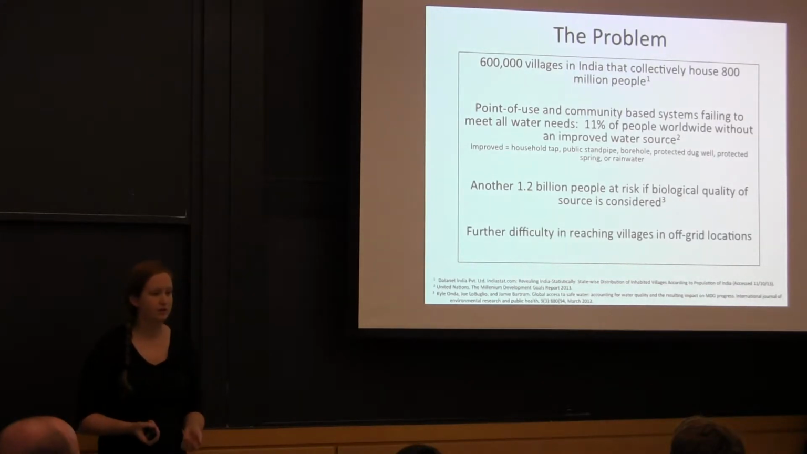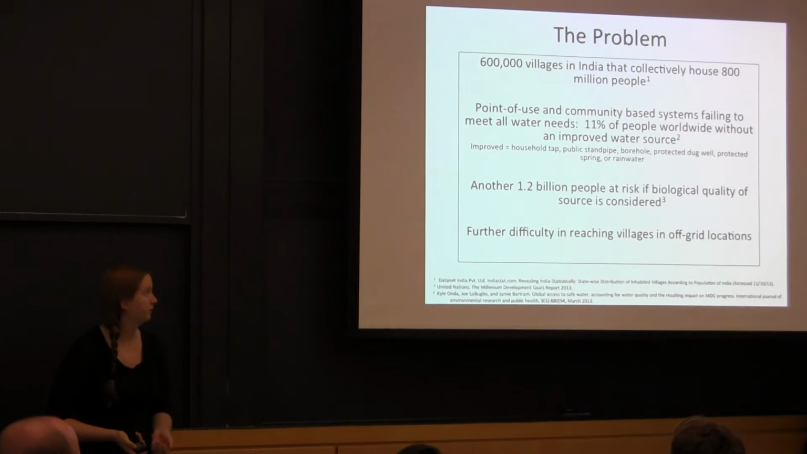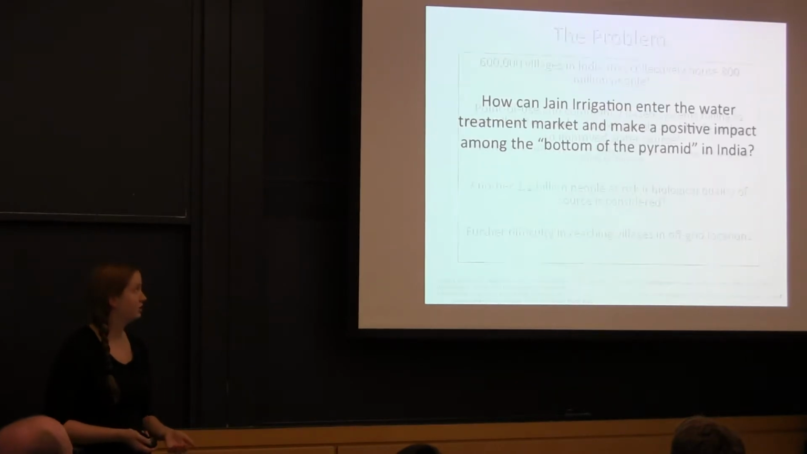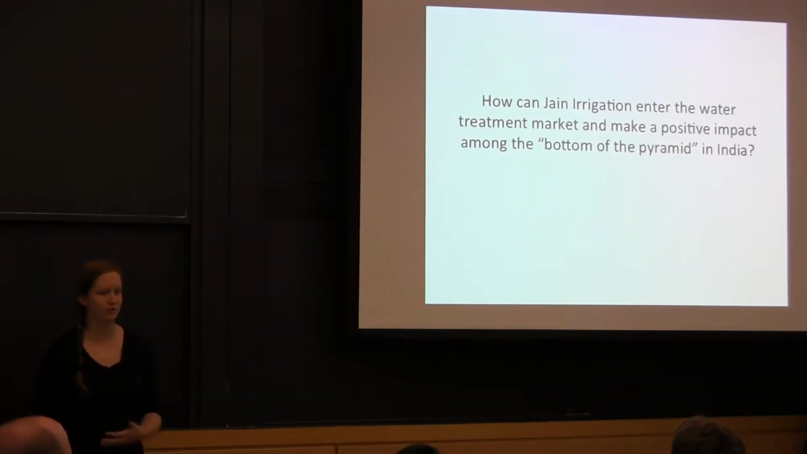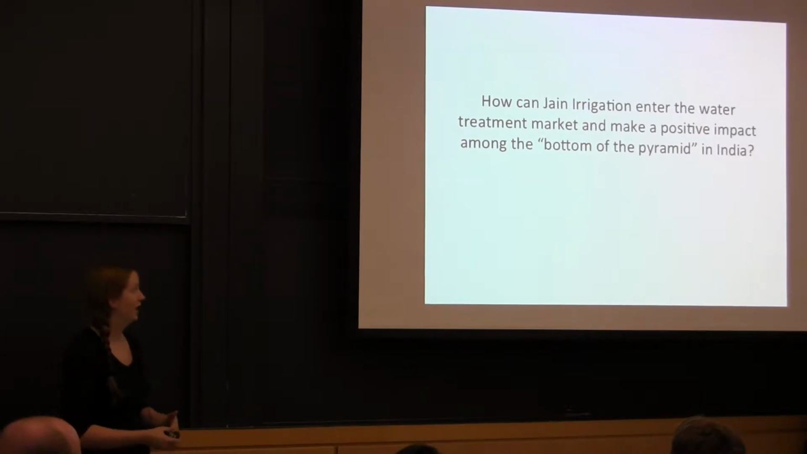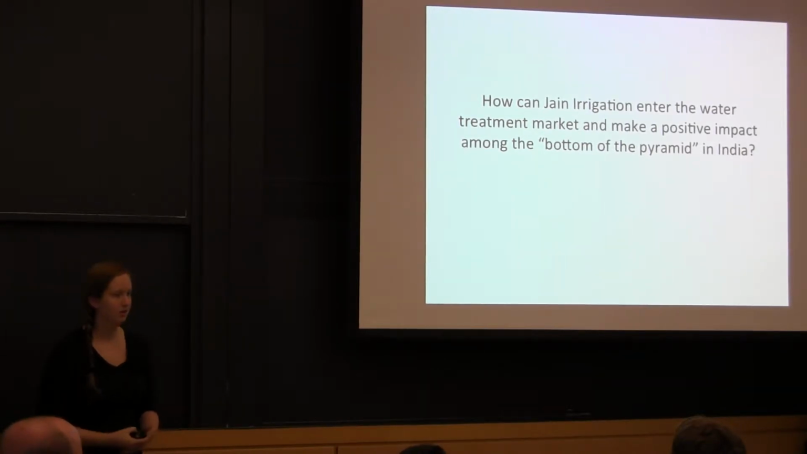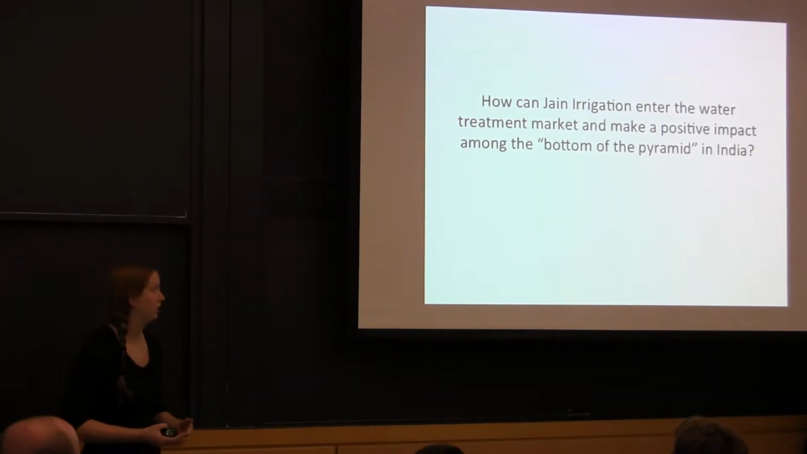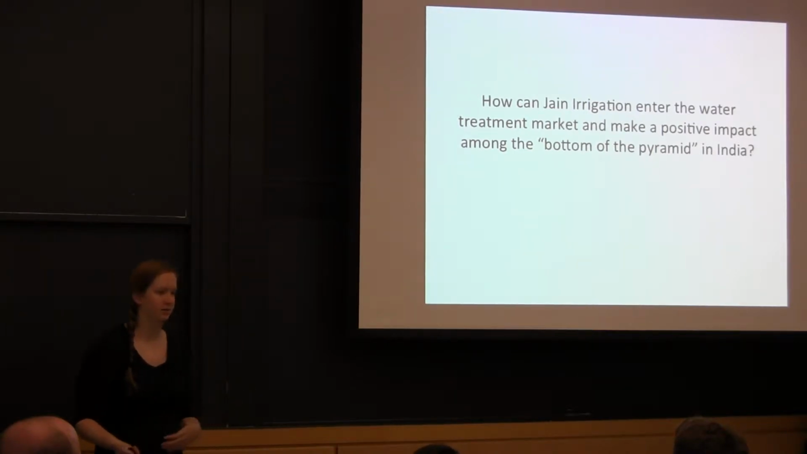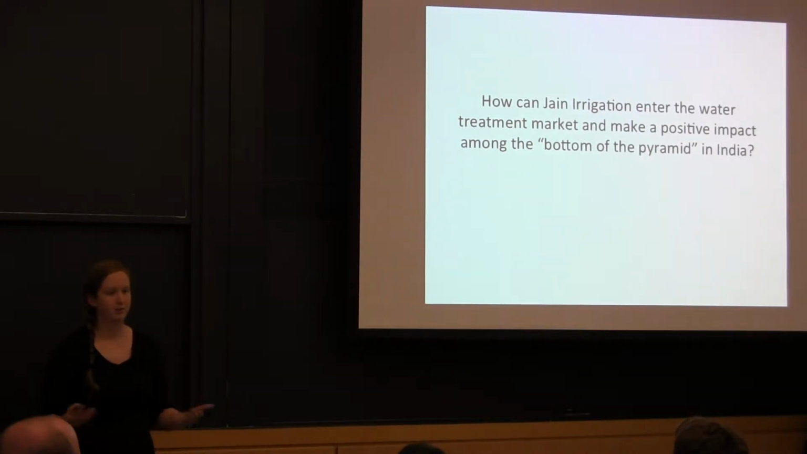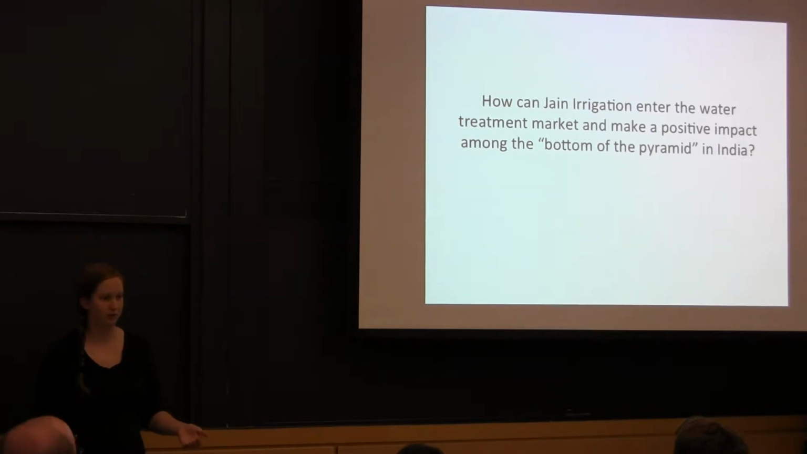And you have even further difficulty reaching areas that are off-grid. So Jain Irrigation saw this issue, and they posed this question to Amos very broadly: how can we enter the water market? They don't currently do anything with water treatment. And how can we have a positive impact on this bottom of the pyramid market? So that's where I entered. That's a very broad question for anyone that's worked in water.